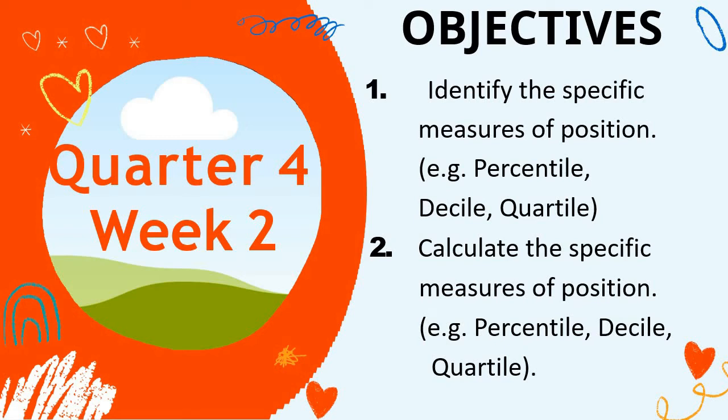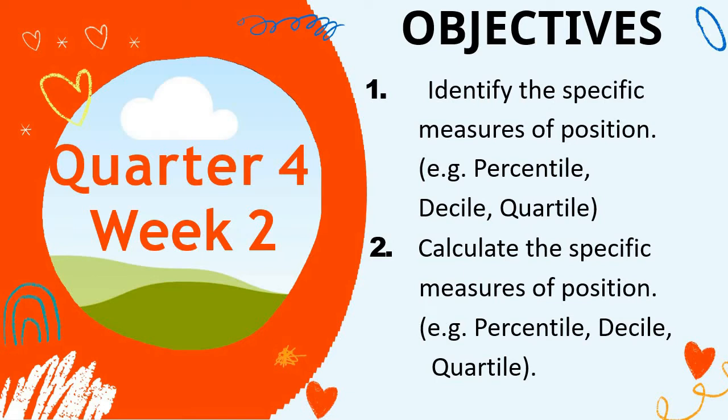Today we will be discussing the lessons on quarter 4 week 2 of Mathematics 10. Here are our objectives. Number 1, identify the specific measures of position, for example, percentile, decile, quartile. And number 2, calculate the specific measures of position, for example, percentile, decile, quartile.